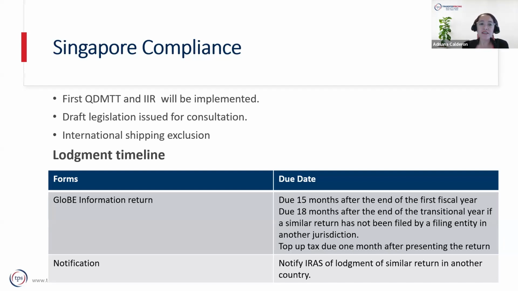The first implementation is going to be on the QDMTT, which is the qualified domestic minimum tax, and the IIR, which is the income inclusion rule that will allow the head offices to collect the top-up tax. I mentioned earlier the importance of the international shipping exclusion, mainly because Singapore is a shipping hub, so it is an important exclusion for us to keep in mind. In other words, international shipping income is not within the scope of GLOBE.